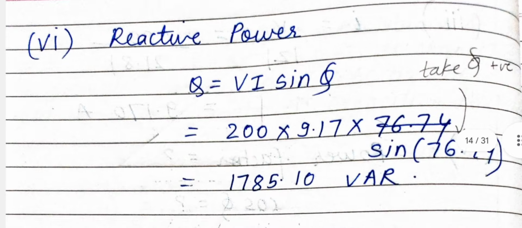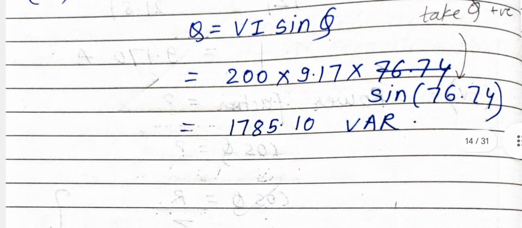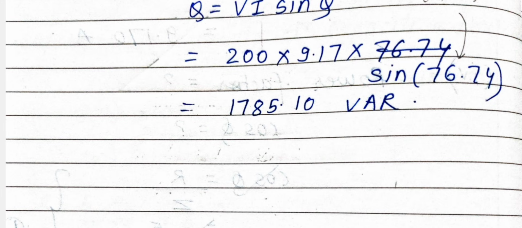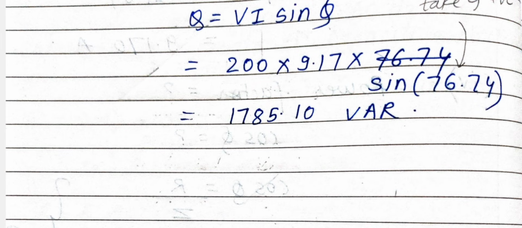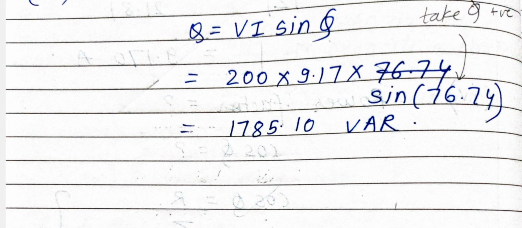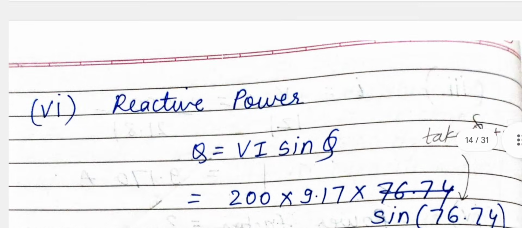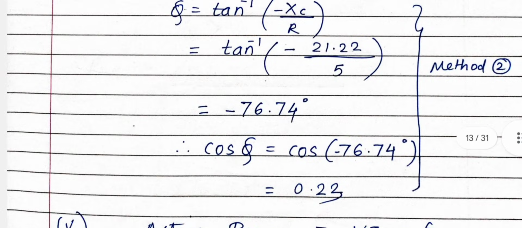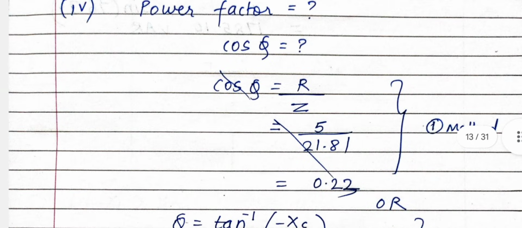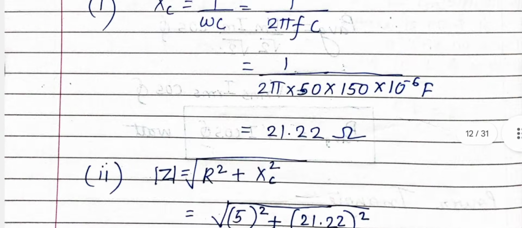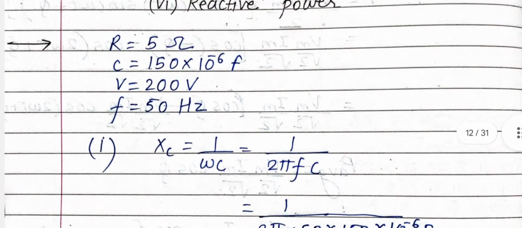Then the last, they have asked us to find out reactive power, that is Q, which is equal to VI sin phi, and here you have to use sin. If you have removed phi it will be negative, but you have to use positive over here, that will be 76.74, and you can derive Q, that is reactive power, as 1785.10. Remember here the unit is VAR, that is volt ampere reactive. So this was your numerical, in which we covered 6 points. Here I can say that we have learnt 6 more formulas. These formulas only are asked, and you can write them in your exams.